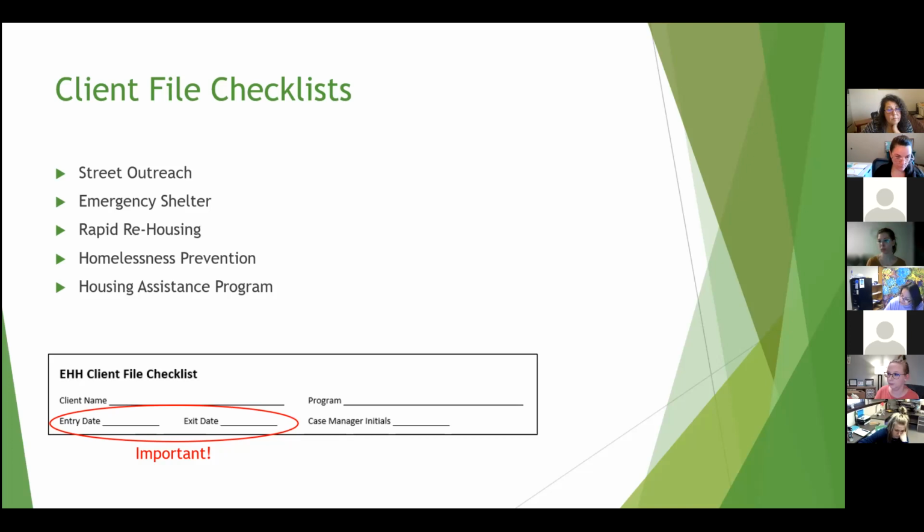The entry and exit date is important to note because that does influence how I look at a file for monitoring. The entry date tells me when that verification of homelessness needs to be. The exit date tells me if recertification is needed. So it's important that they're clearly noted in the file and that they're also consistent throughout the file.